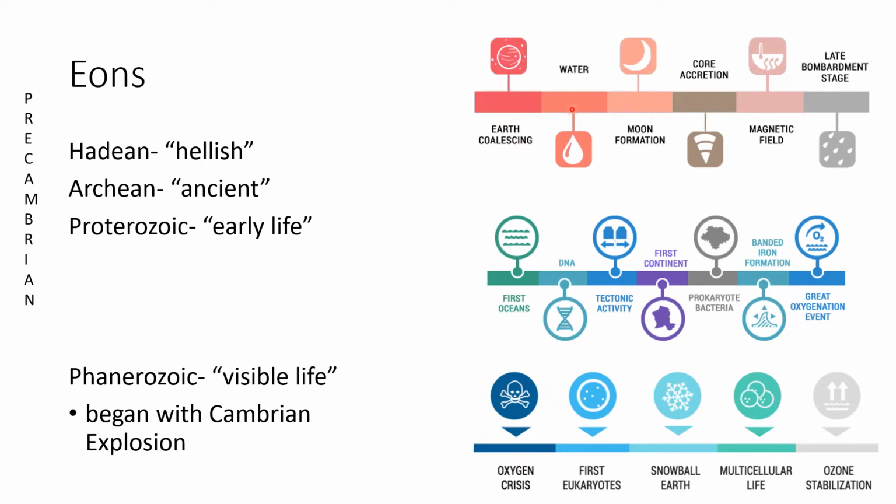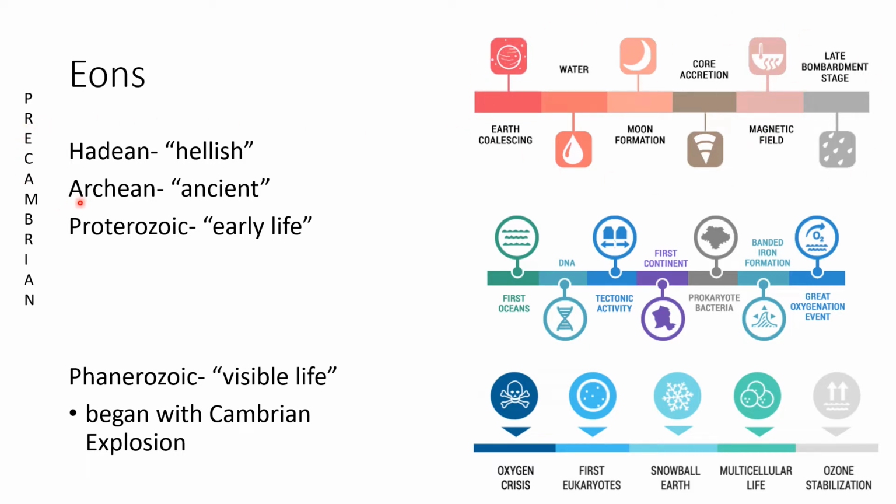The Earth was forming, water came to the Earth. The prevalent theory on the way that water came to the Earth is through bombardment of a bunch of different icy meteor type things that hit the Earth and brought the water with them. The moon was formed, the core was formed. Because of the core, the magnetic field formed. This is all going on in the Hadean time. There's nothing alive on Earth at this time.